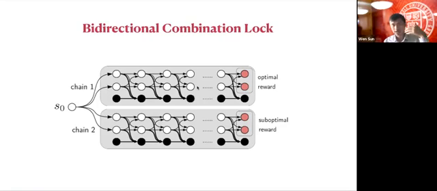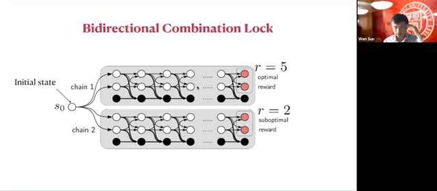Both chains are long, in the sense that starting from the beginning of the chain, you have to go through multiple stages in order to hit the end of the chain. And only if you hit this orange state will you get reward. If you hit the orange state in the first chain, you get reward 5. And if you hit the orange state in the second chain, you get reward 2.